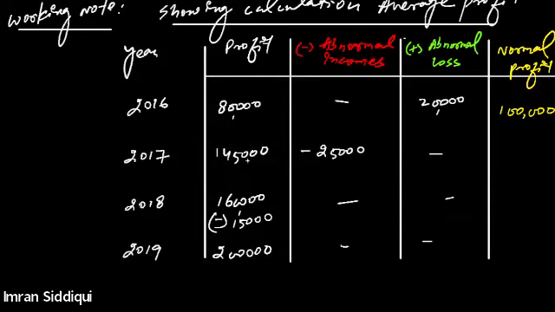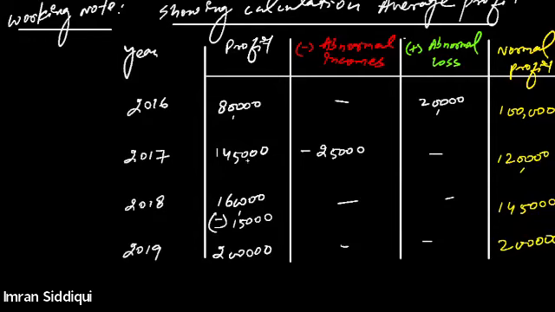So 1,45,000 minus 25,000 will be 1 lakh. 20,000, is that right? Yes, sir. Yes. And 1,60,000 minus 15,000 will be? 1,45,000, is that correct? Yes, sir. 2 lakh minus 0 will be 2 lakh. Yes. So this is the normal profit.